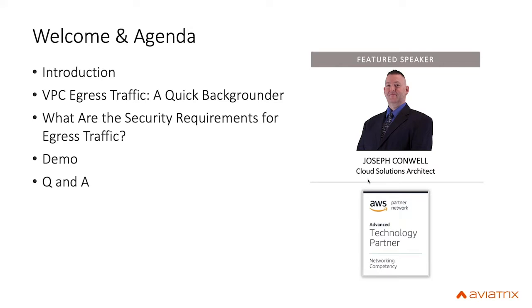So today we're going to cover basically VPC policy-based egress or policy-based routing and how to get outside to the internet. We're going to go over a quick background, kind of why you do this, what it's required, what are some of the security requirements that we're going to do for egress traffic and policy-based routing to get outside. We're going to give you a demo of the Aviatrix product, and then we'll open it up to question and answer. So without further ado, we shall march forward.